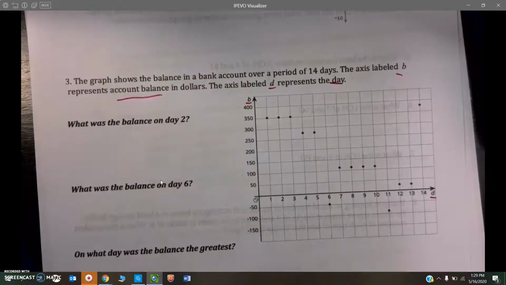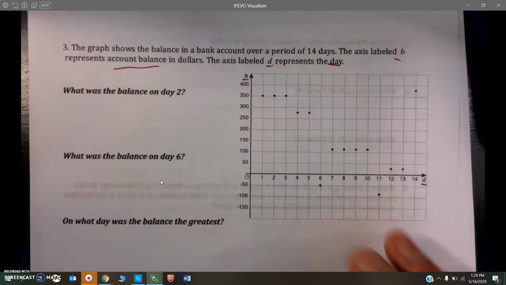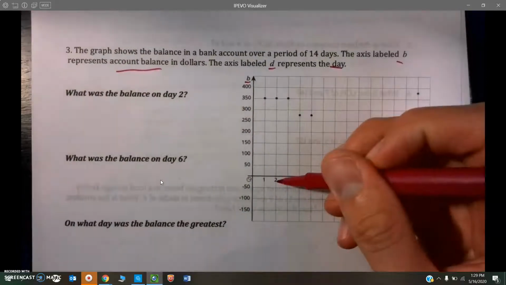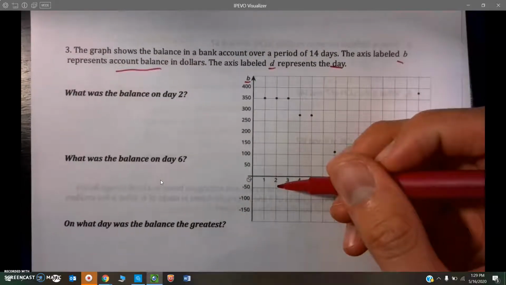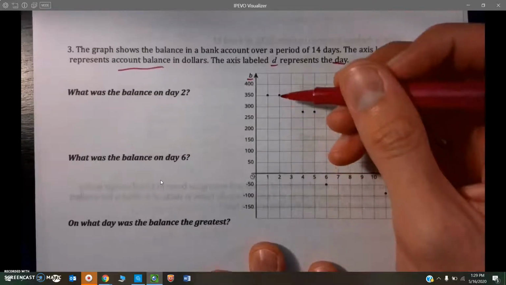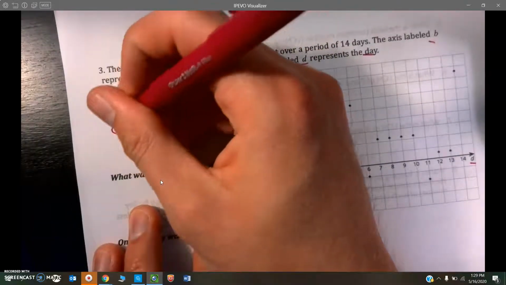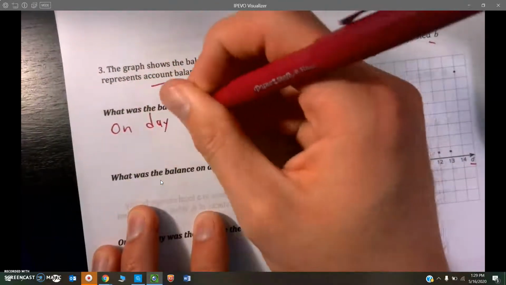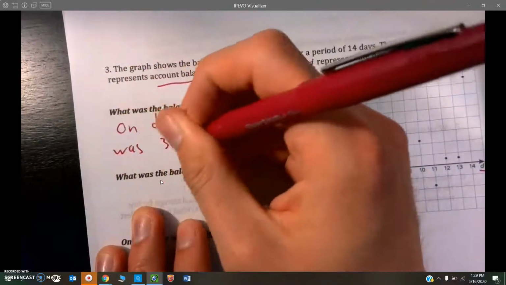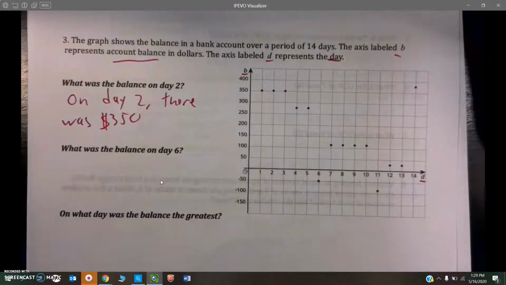So what was the balance on day 2? So the days are my x axis. So day 2 would be right here. And now I need to find the balance, which is along the y, and I scroll up. And I can see that on day 2, there was $350. Okay. What was the balance on day 6?